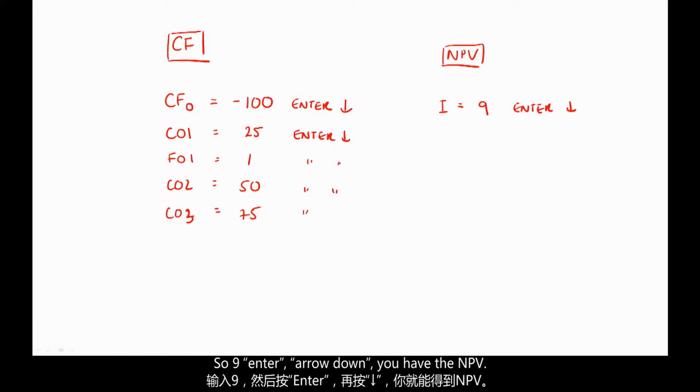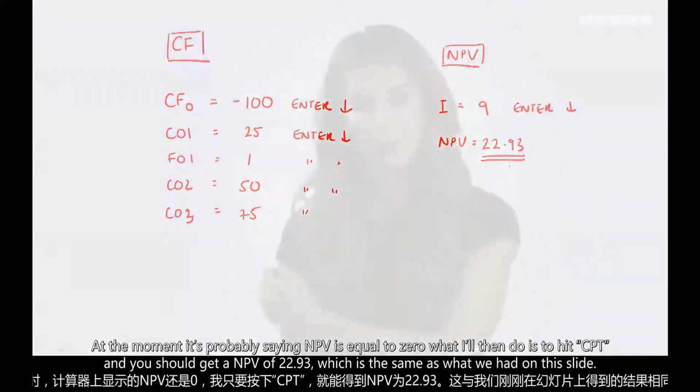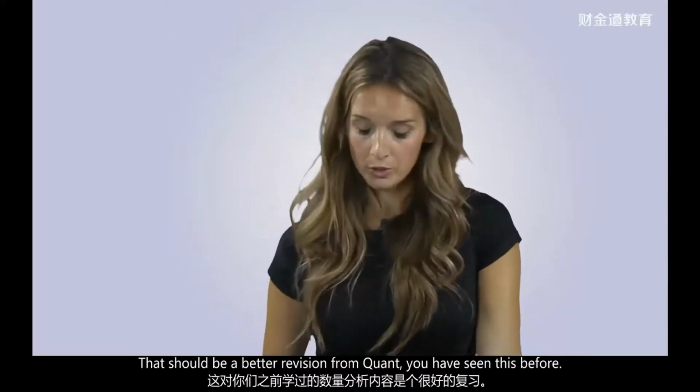arrow down. You have NPV. At the moment, it's probably saying NPV is equal to 0. What I would then do is hit compute, and you should get an NPV of 22.93, which is the same as what we had on the slide. Okay? So that's how I would do it on the calculator. That should be a bit of revision from quants. You've seen this before.